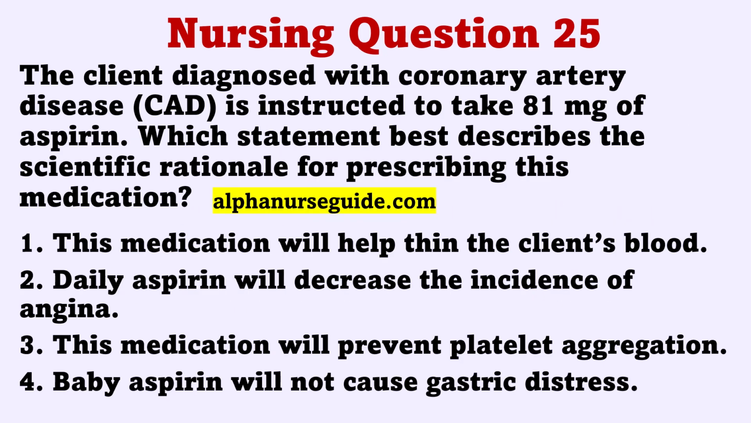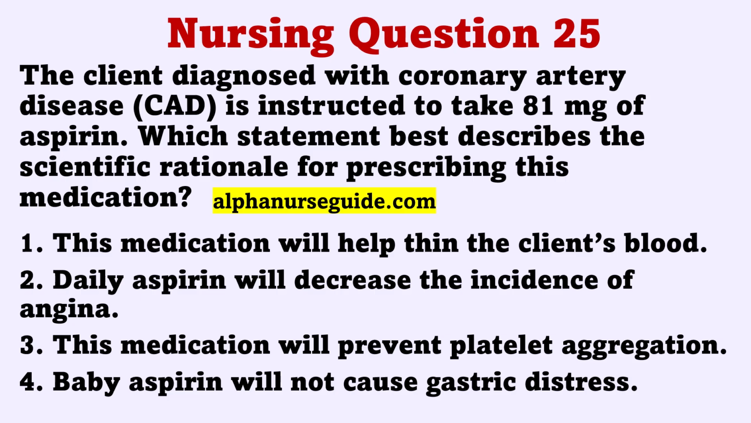The client diagnosed with coronary artery disease is instructed to take 81 milligrams of aspirin. Which statement best describes the scientific rationale for prescribing this medication? 1. This medication will help thin the client's blood. 2. Daily aspirin will decrease the incidence of angina. 3. This medication will prevent platelet aggregation. 4. Baby aspirin will not cause gastric distress.